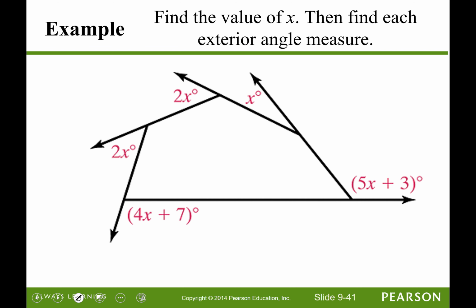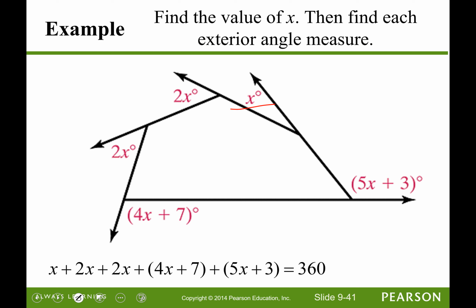Welcome back. Let's see how you did. If you wrote your equation to be x plus 2x plus 2x plus 4x plus 7 plus 5x plus 3 equals 360, great job. If you solve for x and got x equals 25, you did that right as well. Now we need to plug that 25 back in.